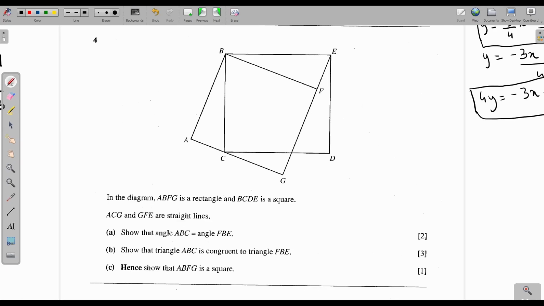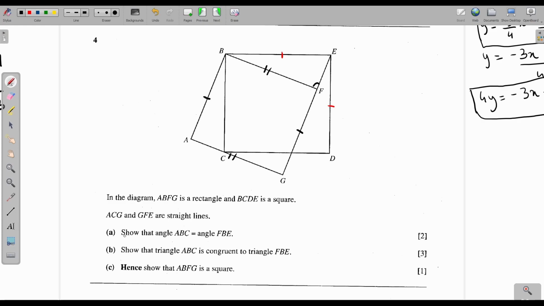Okay, let's do question number 4. So in the diagram, ABFG is a rectangle, which means that these two are equal and these two are equal. And BCDE is a square, which means these two are equal, and basically all 4 sides are equal. All right. So ACG and GFE are straight lines. So GFE, this extends there and it's a straight line. And ACG, again, is a straight line as well.